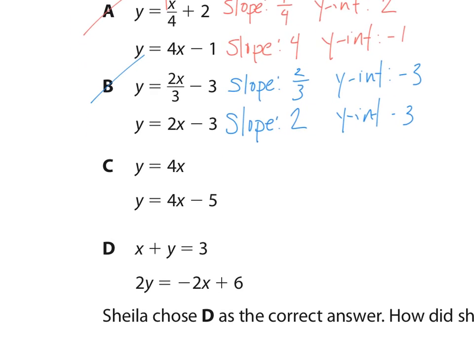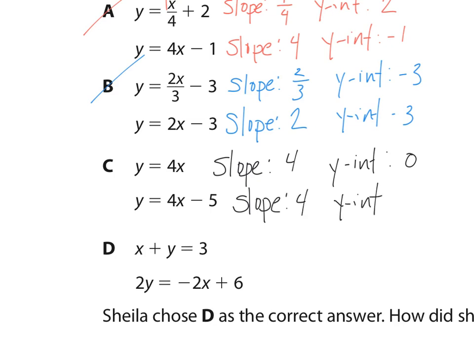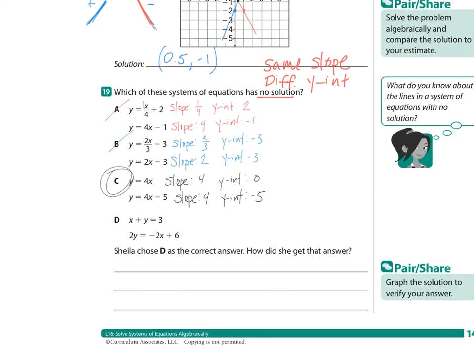So I'm assuming it's C, but let's double check this just to make sure. So slope on this one is 4. Remember, there's nothing after 4x. There's nothing. That means its y-intercept is 0. This slope as well is positive 4. Y-intercept, negative 5. All right, there you go. Winner, winner. Letter C, same slope of 4, different y's, 0 and 5. So that's our one that has no solution.